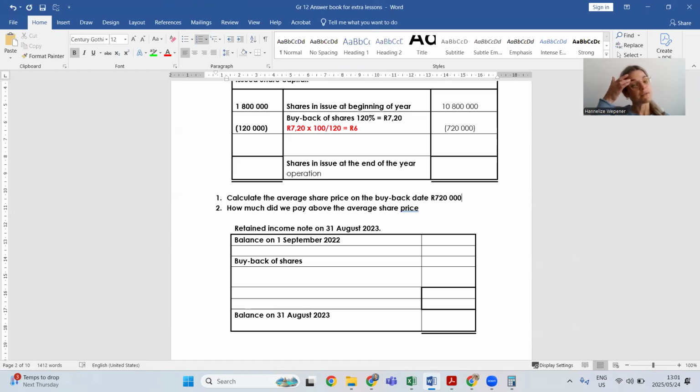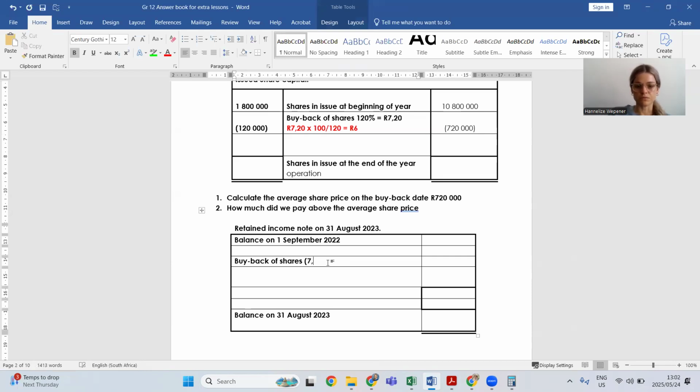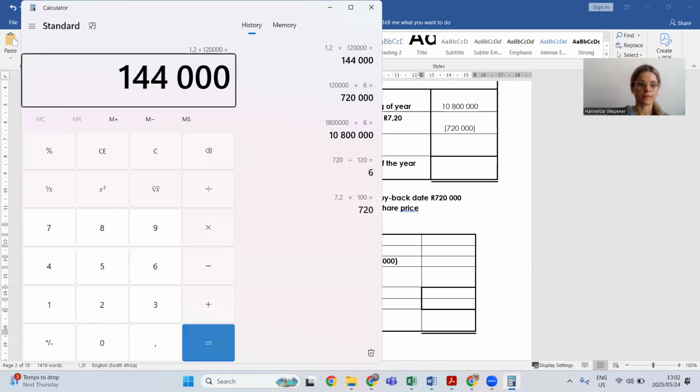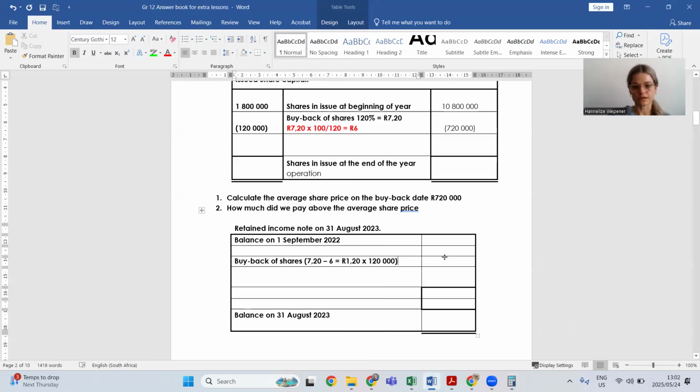But that's not the only amount that I paid. I also paid an amount above the average share price. So it was 7.20 Rand in total at which this buyback happened, minus the 6 Rand average price. So I paid 1.20 Rand more than the average share price for each one of these shares. So 1.20 Rand times 120,000 is 144,000. In brackets, because I have to take my profits and distribute this to the shareholders for the buyback of shares.